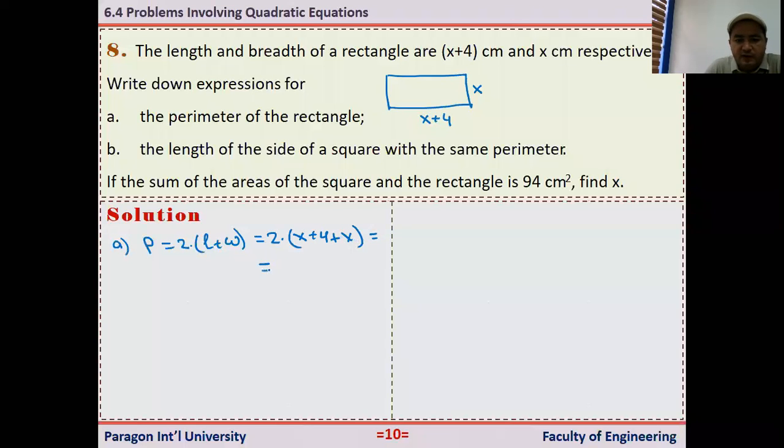Equals, if you simplify this, here we have 2x, 2 times 2x is 4x, 2 times 4 is 8. So the perimeter of the rectangle is 4x plus 8 centimeters. Done. Question B, the length of the side of a square with the same perimeter.